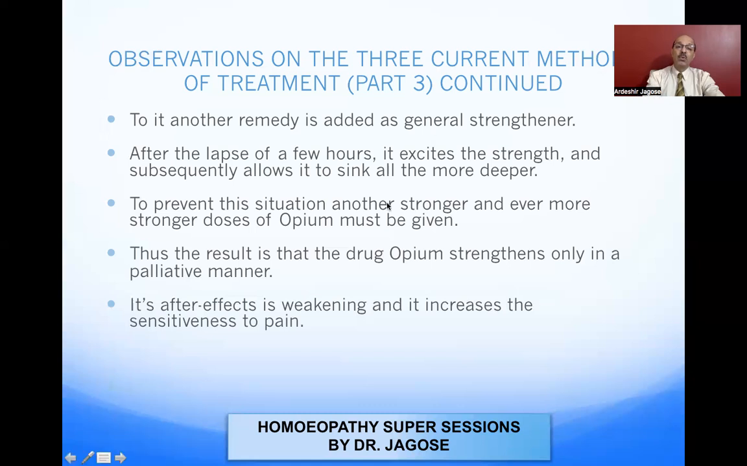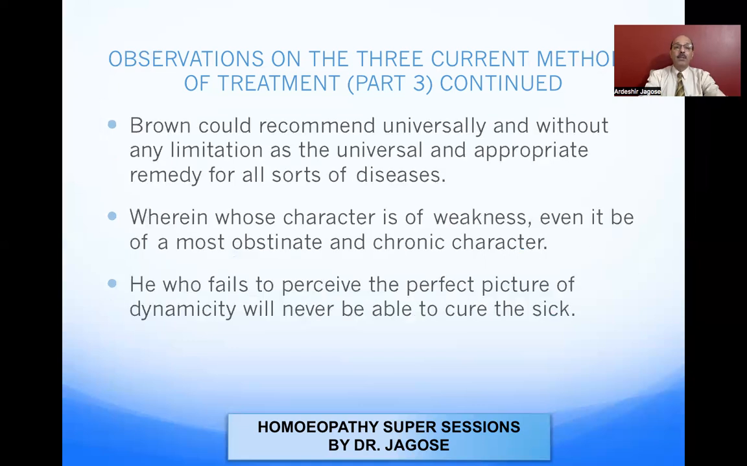So what does the physician do? He increases the dose of opium. Thus, the result is that the drug opium strengthens only in a palliative manner. Its after effect is weakening and it increases the sensitivity to pain. So the drug opium acts in a palliative manner. First, it will decrease symptoms, and then it will increase the symptoms. And it will weaken the condition of the patient, ultimately leading to the death of the patient.